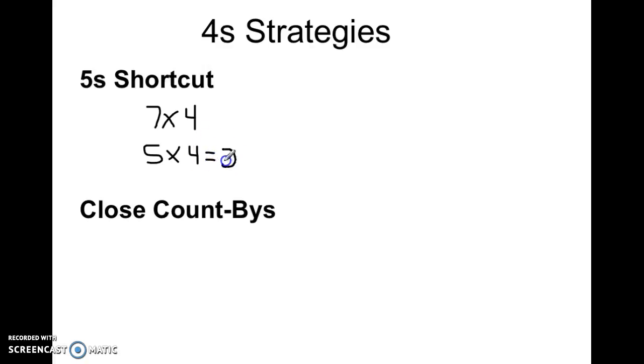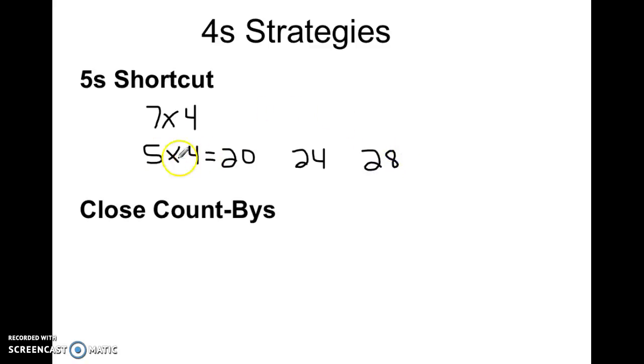And then all I do is I add those extra 4s on. So I've already done 5 of my 4s, and I need to go 2 more to get to 7. So I'm going to add 1 set of 4 on. 20 plus 4 would give me 24. And then I need to add another set of 4s, because that's only 6. So 24 plus 4 is 28. So 7 times 4 is 28.